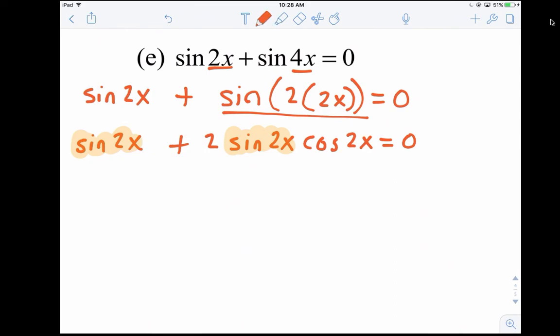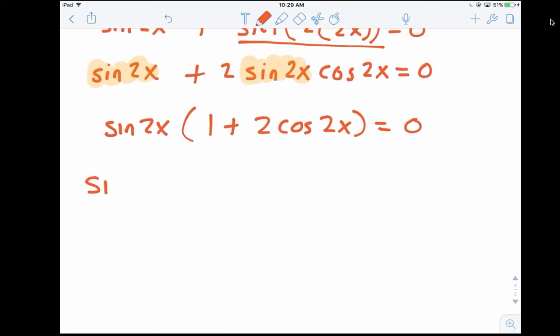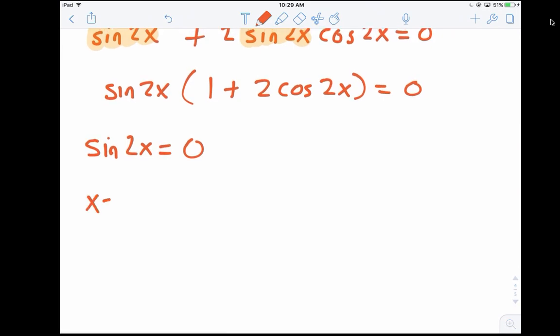Okay, so what I'm going to do is I'm going to factor that out. Sine of 2x, and I'm left with 1 plus 2 cosine of 2x. All right, so this one you're going to get a lot of solutions because you now have two multiple angle functions. Okay, so the first one we'll do, sine of 2x is equal to 0. Okay, so where does sine typically equal 0? So that would be x equals 0 plus 2 pi n, and x equals pi plus 2 pi n.